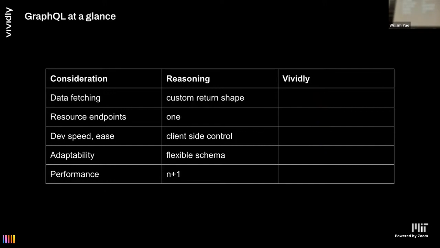Okay. So in the case of GraphQL, we can have our data come back to us in a custom shape. We're only accessing one resource endpoint instead of having multiple URLs, slash customers, slash products, slash conversions, and so forth. As you'll see in the demo we'll do in a second, you have a lot of client-side control on what the data is going to look like when you request it.